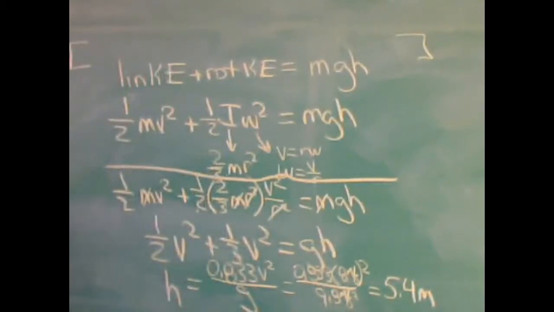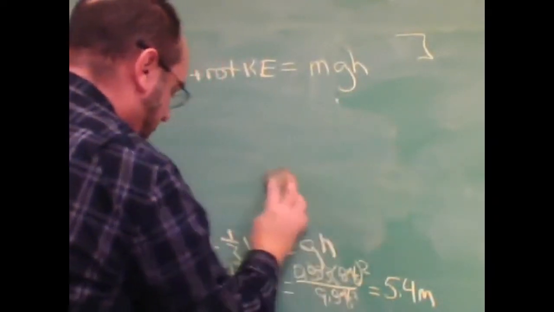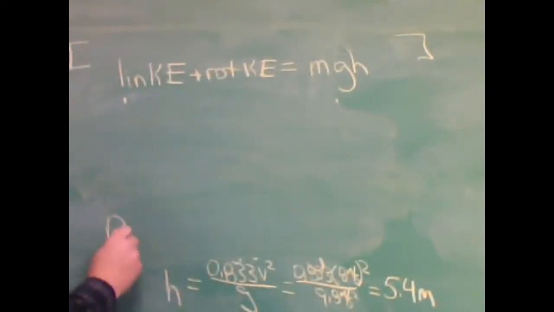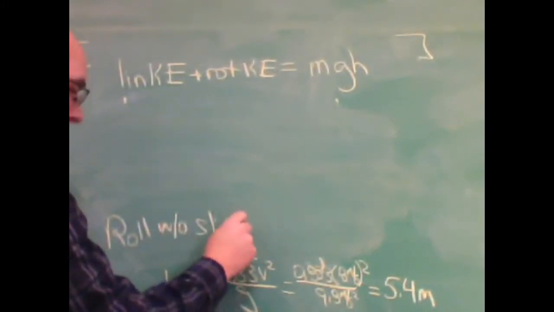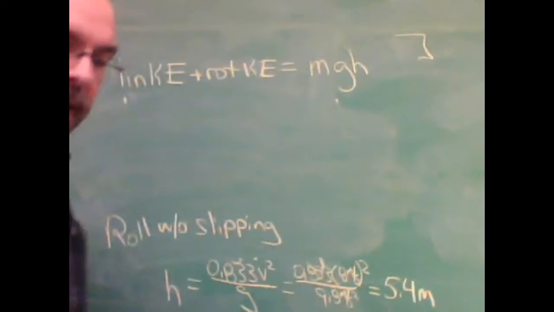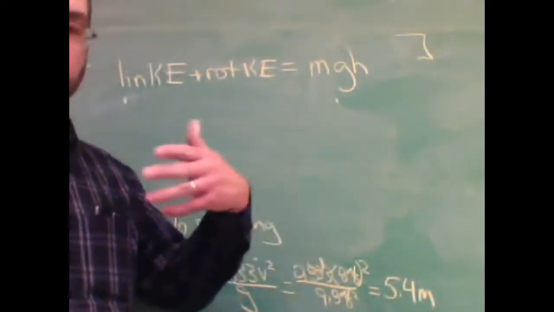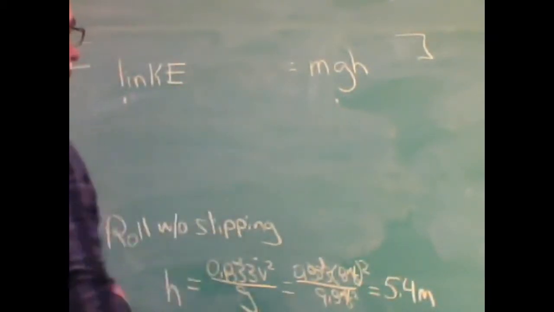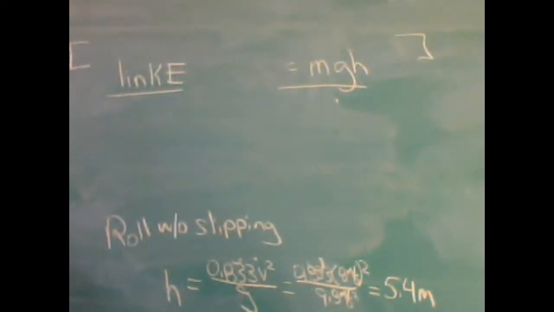The second part of the problem, the ball's going to slide up the hill without rolling. It's going to slip, or it's actually exactly the same situation as if we just threw it straight up in the air. It's just a case where linear kinetic energy turns into gravitational potential energy.